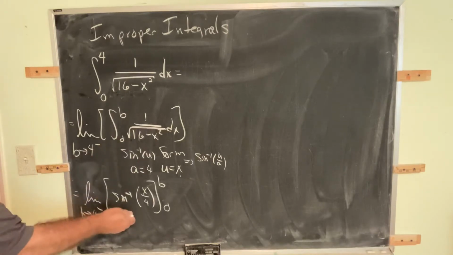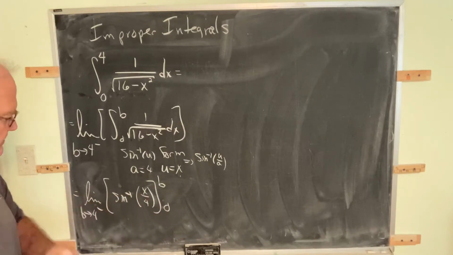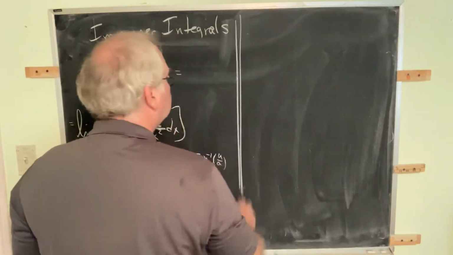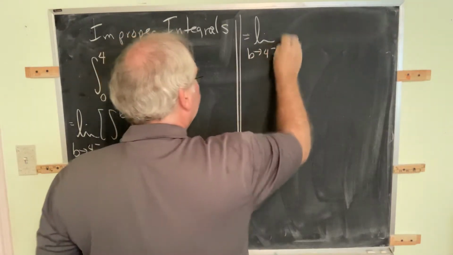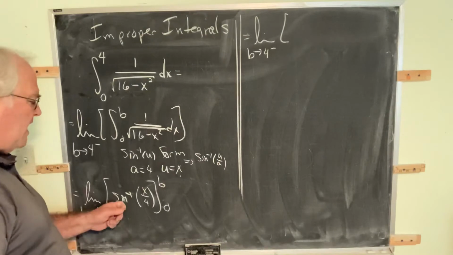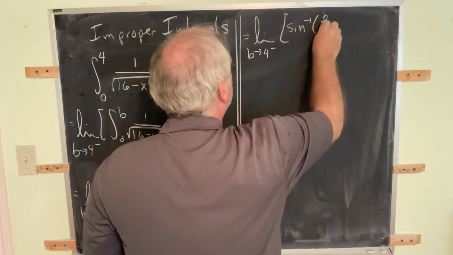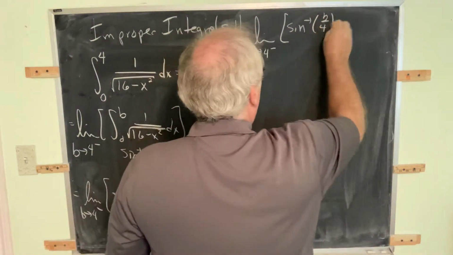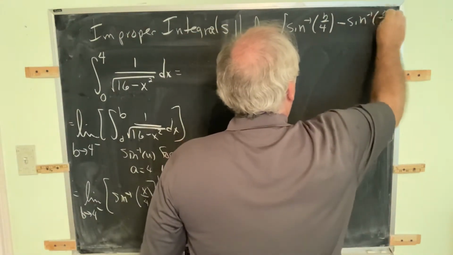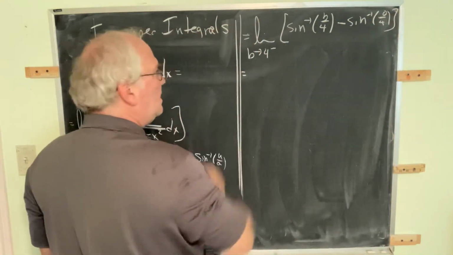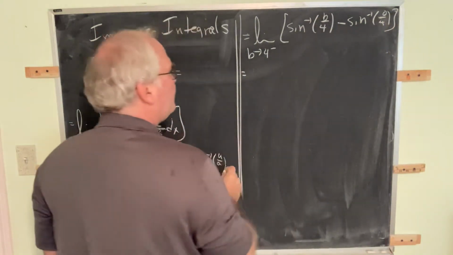All right, so we found the antiderivative. Step 1, done. Step 2 is evaluate at the top minus evaluate at the bottom, and we're approaching from the left. Evaluate at the top, this is sine inverse of b over 4, minus evaluate at the bottom, this is sine inverse of 0 over 4. And this is now pretty straightforward because that's 0 over 4.